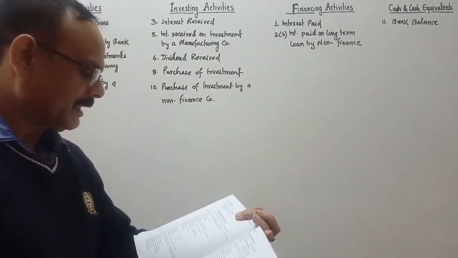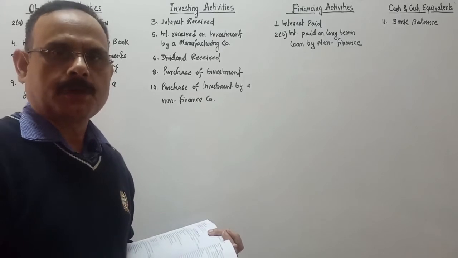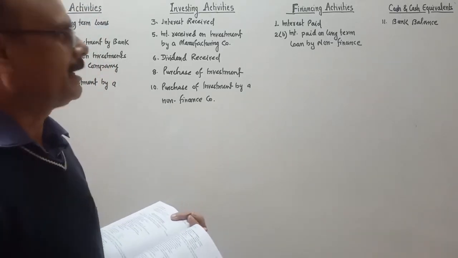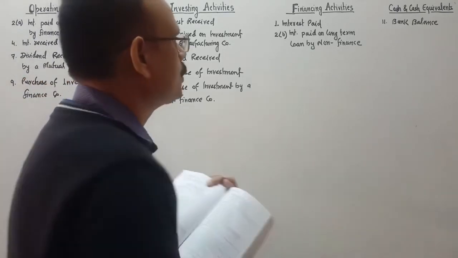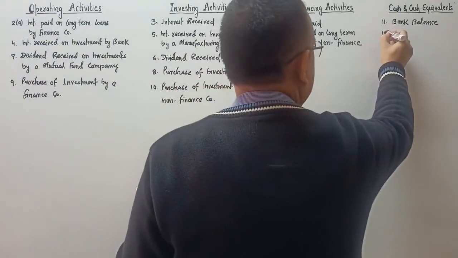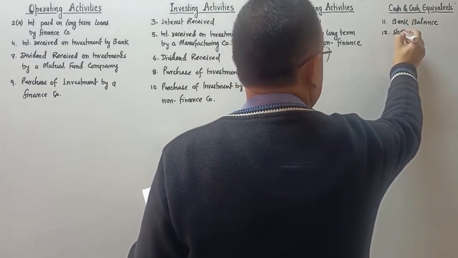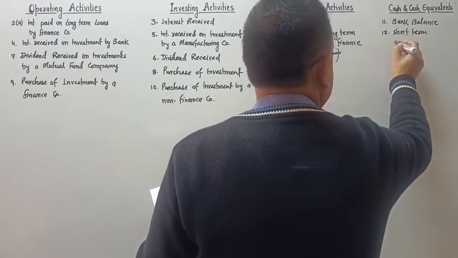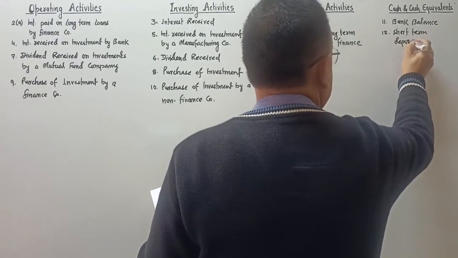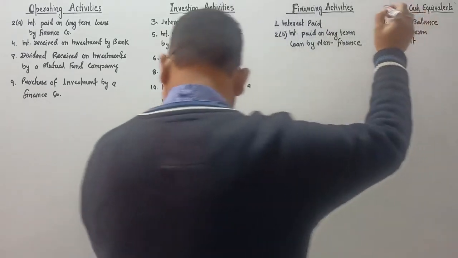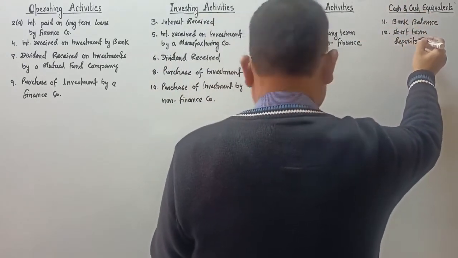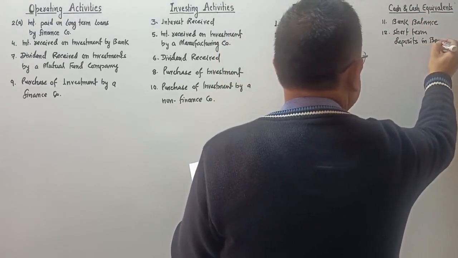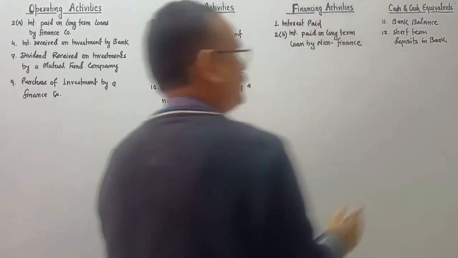Short term deposits in bank. Short term deposits in bank means less than 3 months, where the risks are insignificant, then this also comes under the cash equivalent. This will come under the cash and cash equivalent.